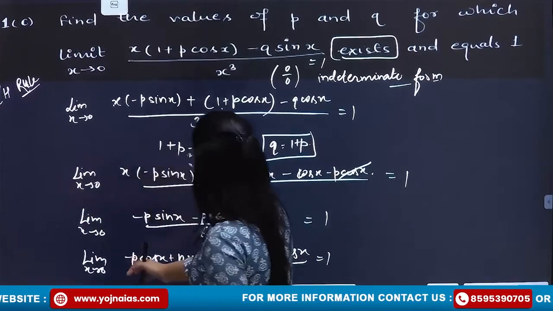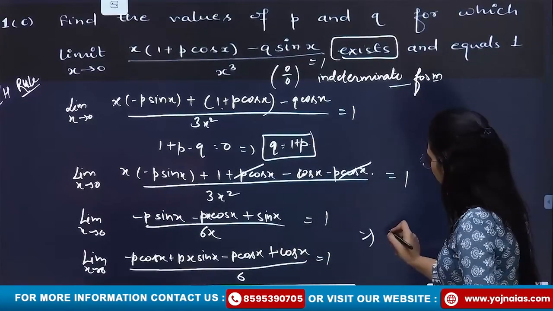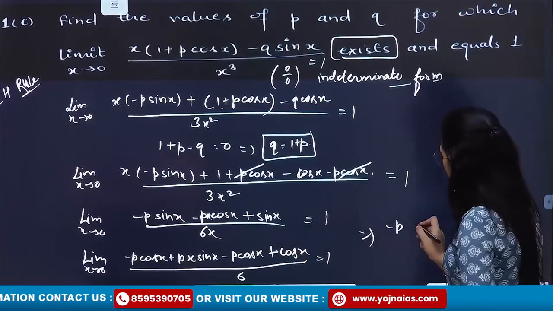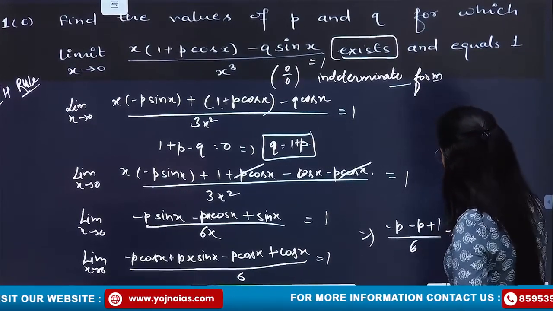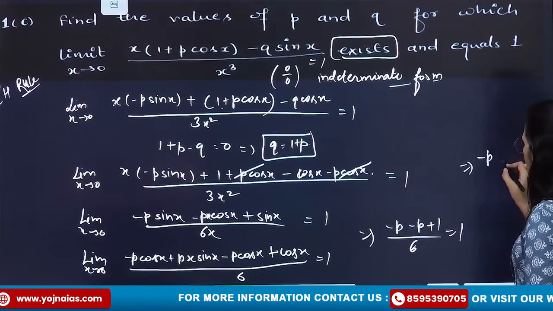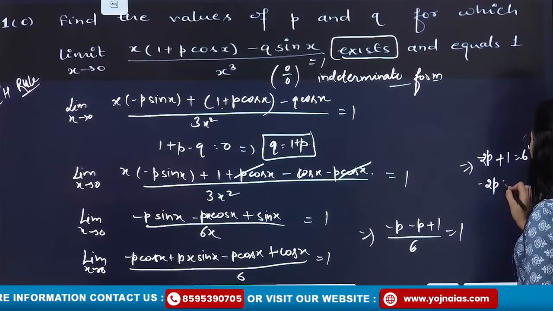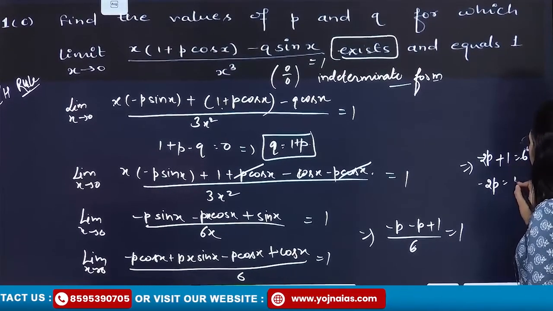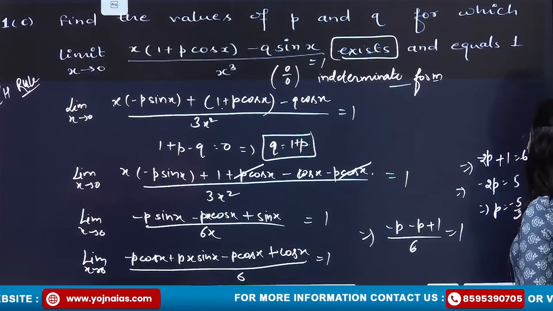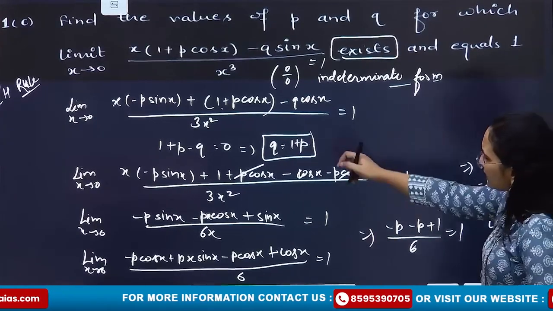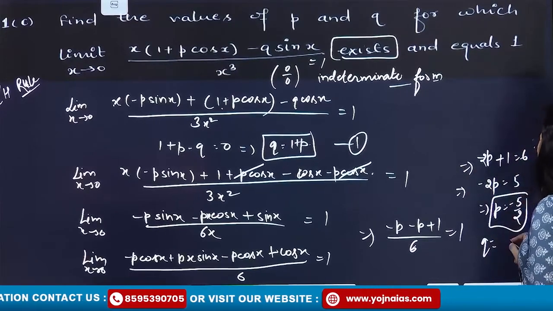Now put the limit x approaches 0, this would become minus p from the first, minus p from the second one, then 0, plus 1 by 6 equal to 1, and this turns out to be minus 5. And if we divide minus 5 by 2, then this value of p is 1 minus 5 by 2, that is the answer.